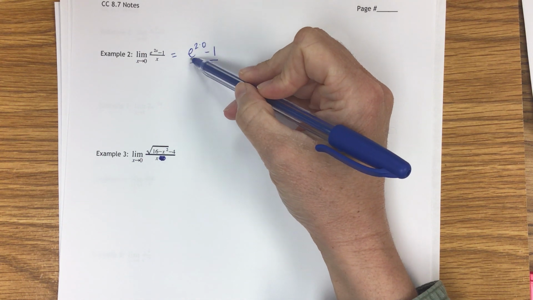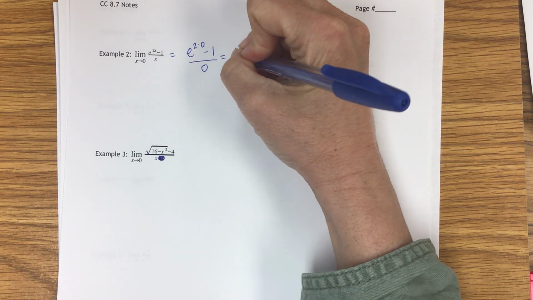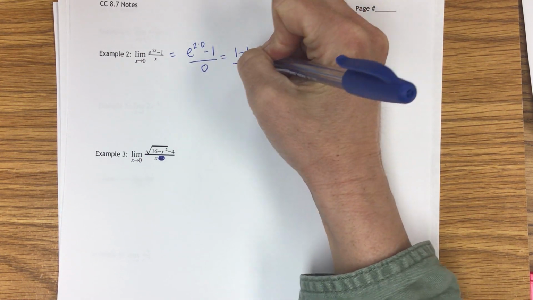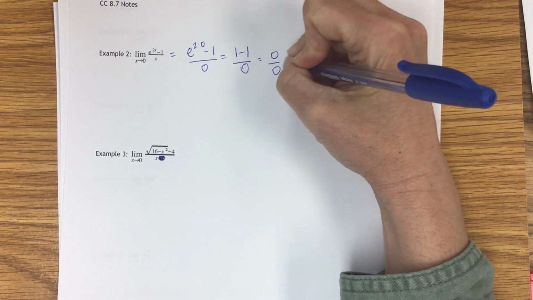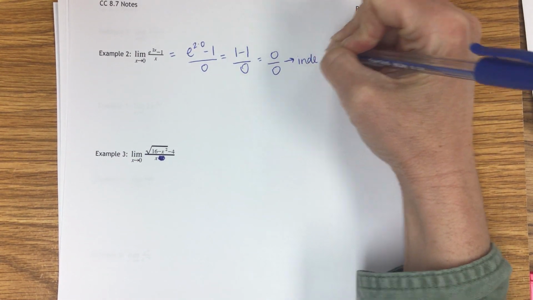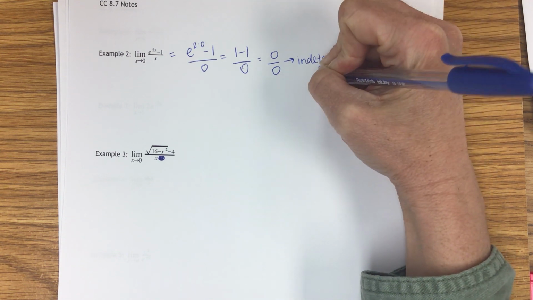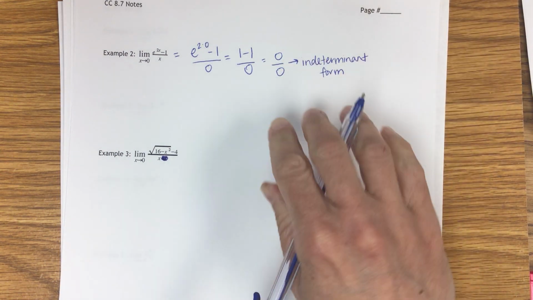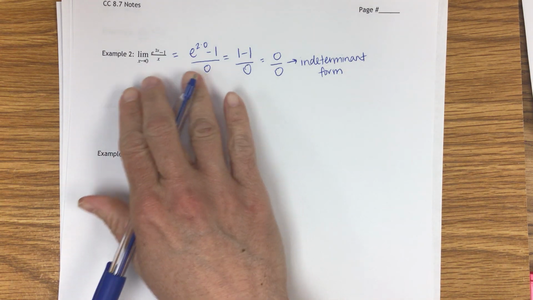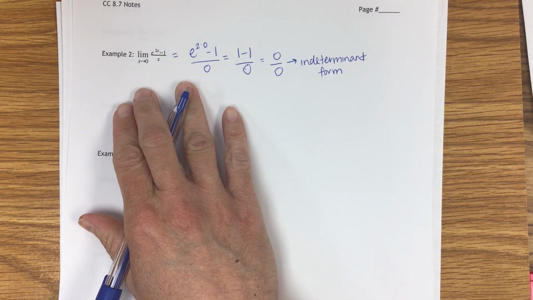2 times 0 is 0, e to the 0 is 1, so this one ends up being 1 minus 1 over 0, which is 0 over 0. That is an indeterminate form. And with an indeterminate form, you cannot determine the limit with what you just did. You will need to do something different.